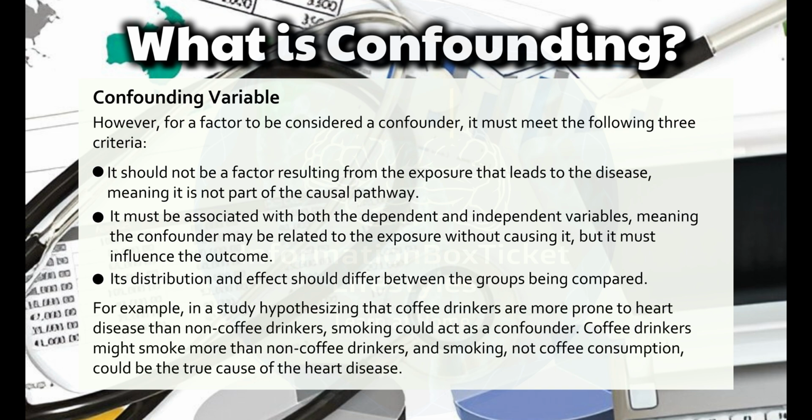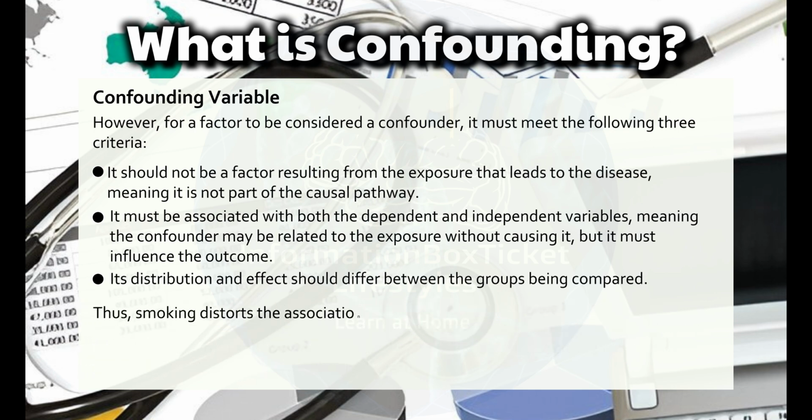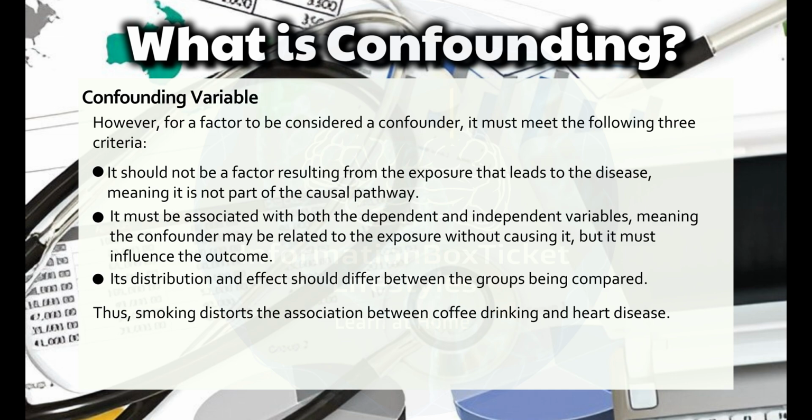For example, in a study hypothesizing that coffee drinkers are more prone to heart disease than non-coffee drinkers, smoking could act as a confounder. Coffee drinkers might smoke more than non-coffee drinkers, and smoking, not coffee consumption, could be the true cause of the heart disease. Thus, smoking distorts the association between coffee drinking and heart disease.